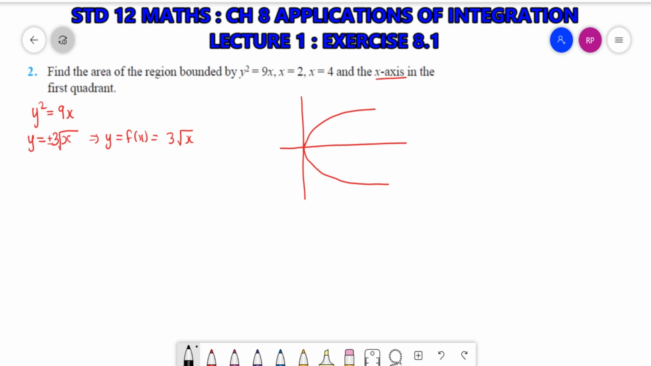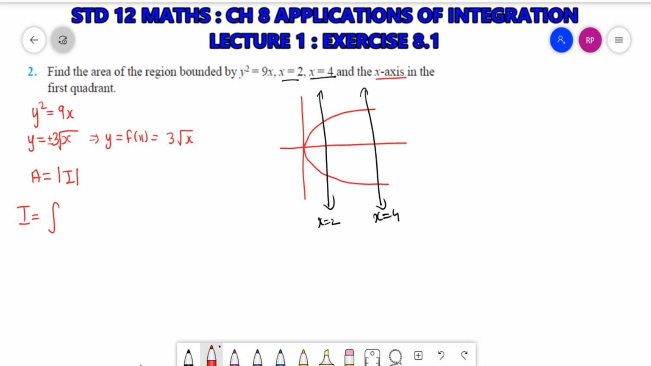Now we can directly draw the lines x equal to 2 and x equal to 4. This will be the line x equal to 2, and this will be the line x equal to 4. We can draw this directly, no need to find points if you know which type of curve this is. Area A will be equal to modulus of I, where I is the integration from a to b, means from 2 to 4, of f(x), which is 3 root x dx. We take 3 root x dx because the area must be bounded between the curve and the x-axis.